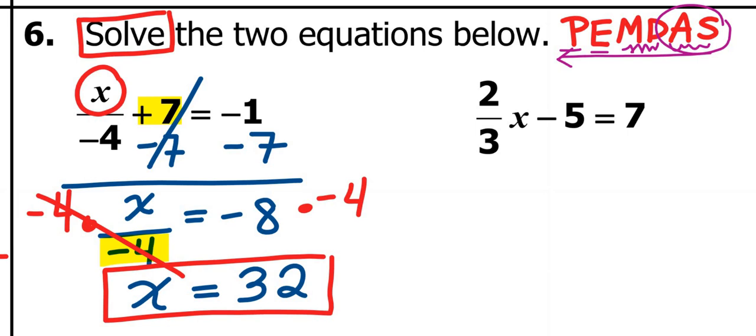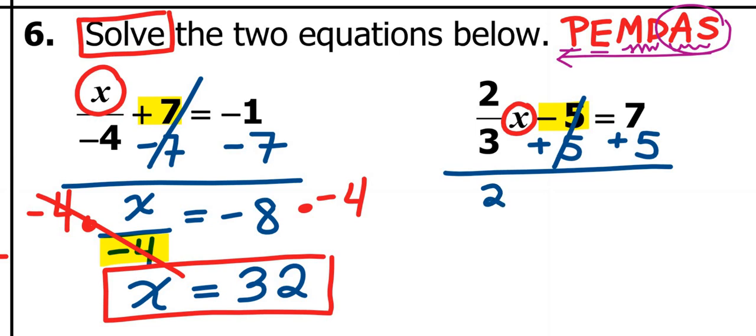All right, let's look at the second one here. 2/3 x minus 5 equals 7. Okay, again, notice we're trying to get x all by itself. It's being multiplied by 2/3, and then 5 is being subtracted. Let's deal with the subtraction first, just like we dealt with the +7 in the last problem. So in order to get rid of that -5, we're going to add 5 to both sides. Those are going to cancel. So we're left with 2/3 x equals 7 plus 5 is 12.